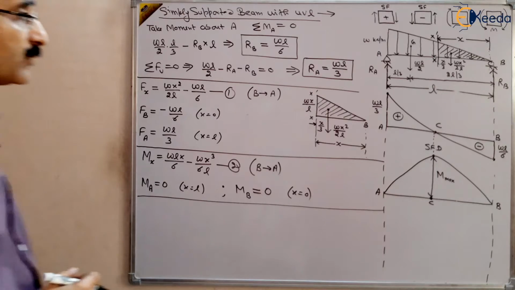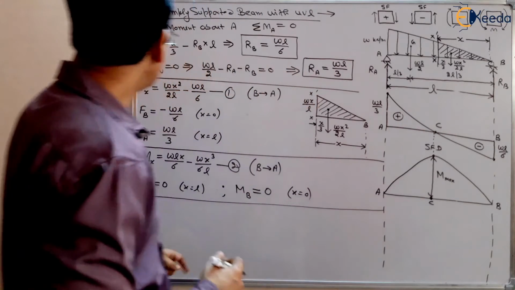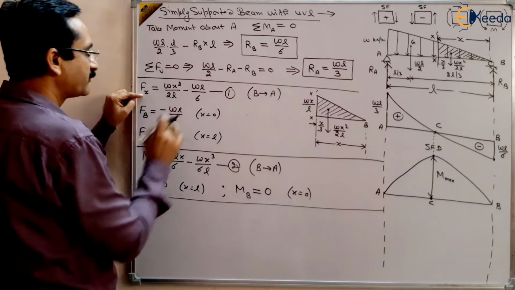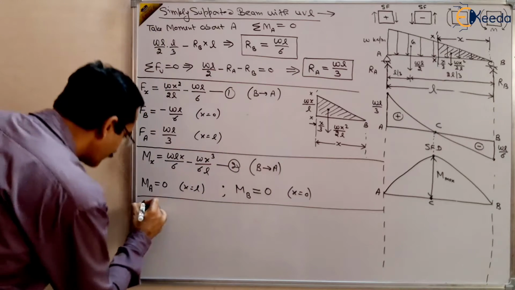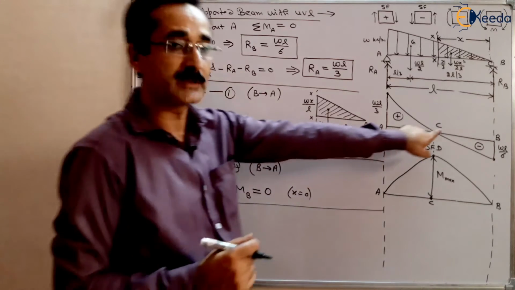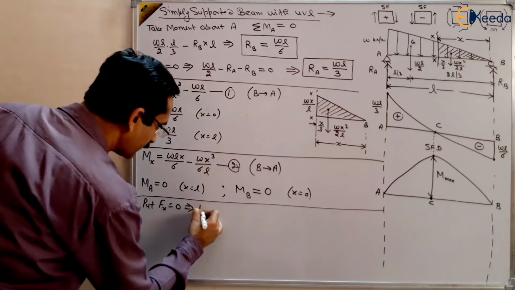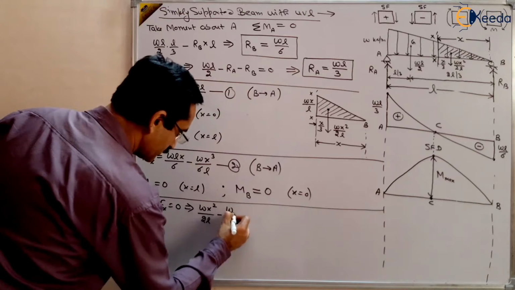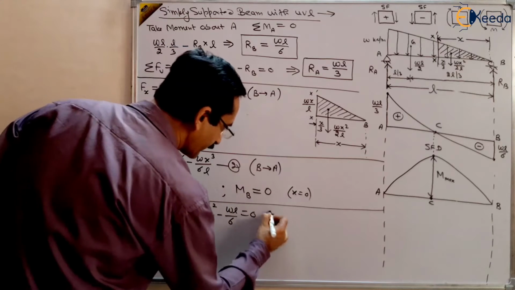So where is this bending moment maximum, or what is the point where shear force is 0? We know this equation. If we put Fx equal to 0, we will get the value of x where shear force will be equal to 0, so we will get point C. Fx equal to 0 gives Wx square by 2L minus WL by 6 equal to 0, right?